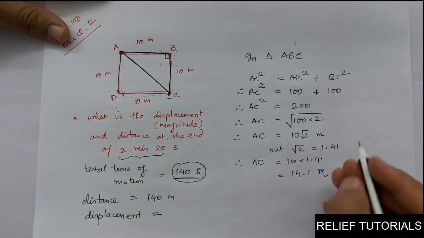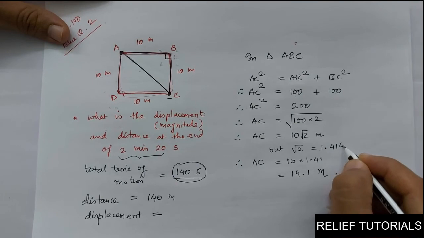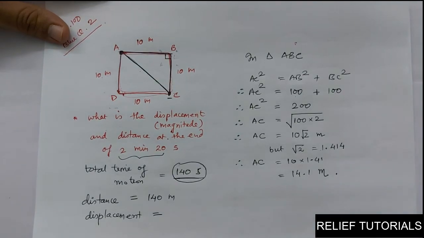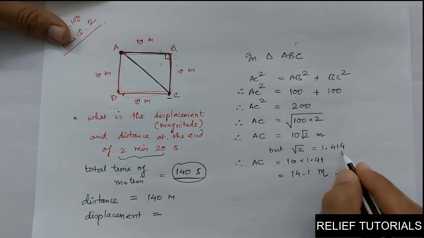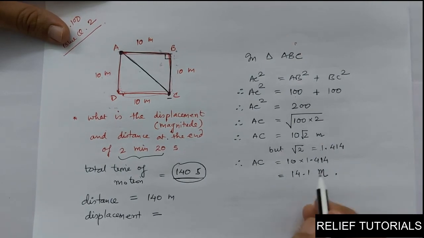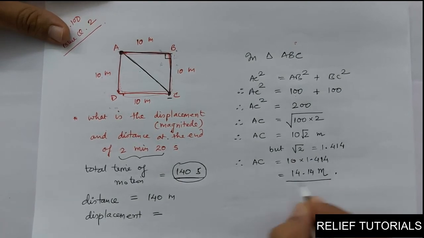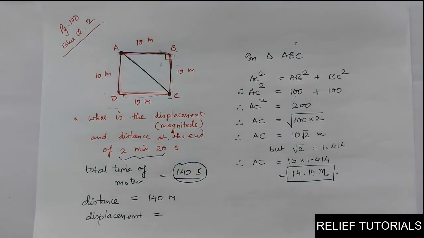More precisely, if you substitute the value of root 2 as 1.414, precisely if you use 3 decimal places, so if you use 1.414, the answer will be 14.14 meter. So this is the answer of your displacement.